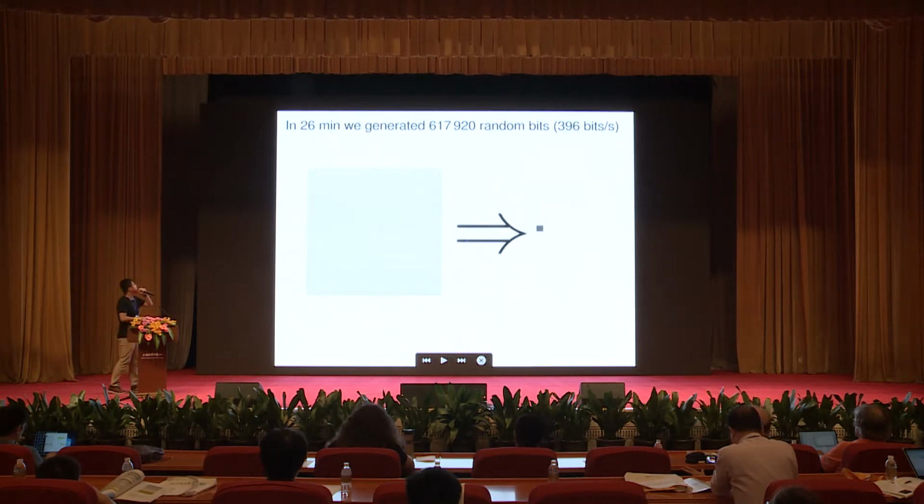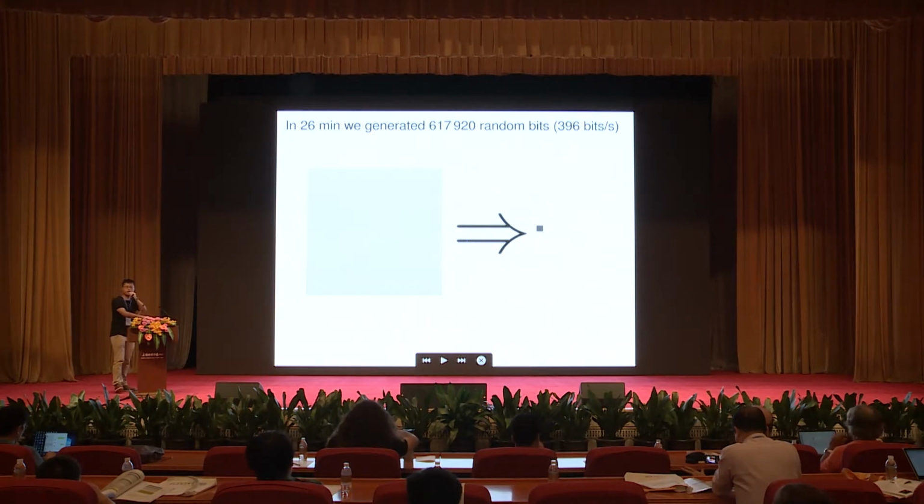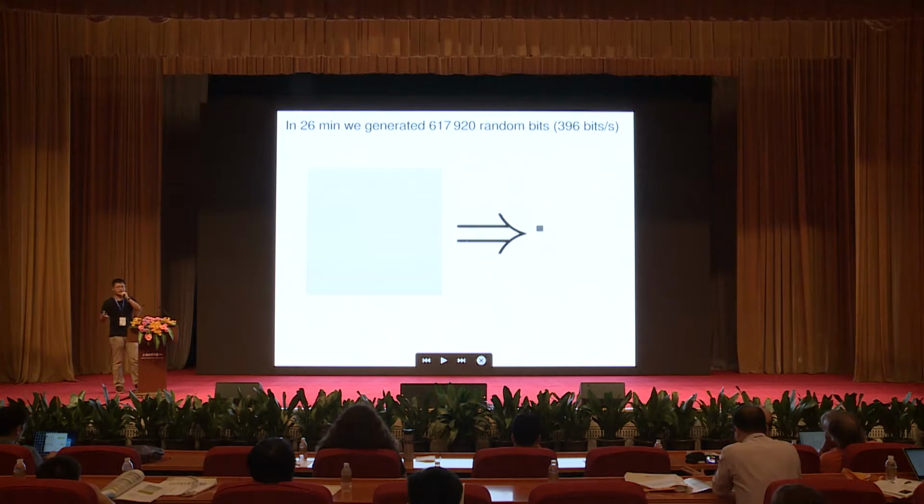So in a 26 minute measurement, we generate more than 600K random bits, which corresponds to close to 400 bits per second. The left side is how many measurement rounds we have, and the right side is how many random bits we extracted. Now you may ask, why not measure longer and get more random bits? Yes, we do, but there is one problem.